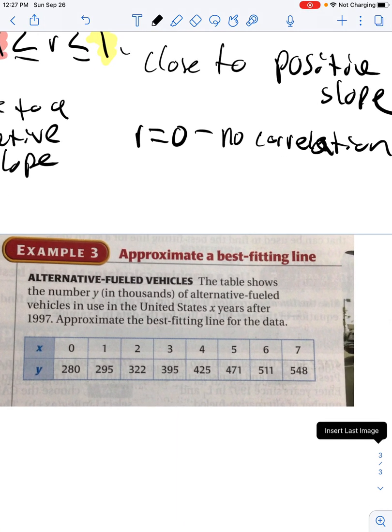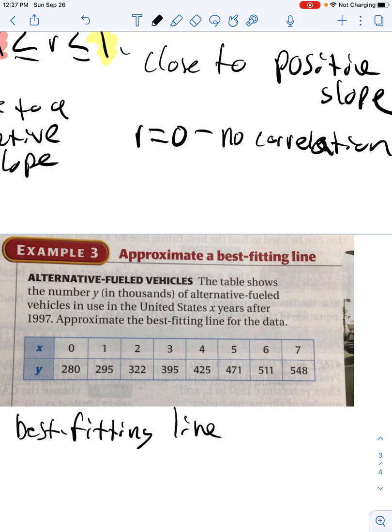Okay, and this is going to be our last example here. And again, this is going on this line of best fit. The line of best fit, or the best fitting line, is how close we can get our data to fit an equation. How close can we come up with an equation that's going to match our data? So we want this line to lie as close as possible to our data.